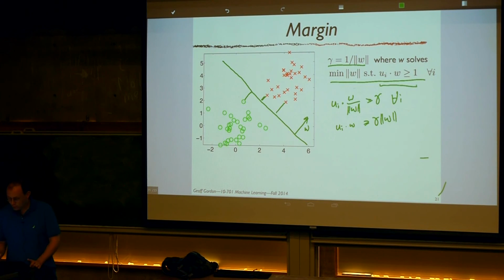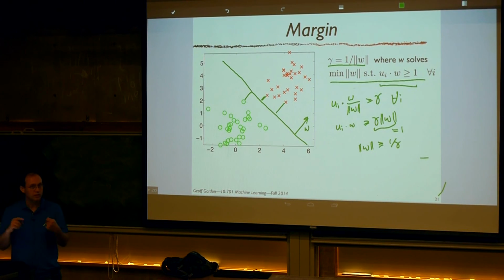And so if we want this to equal 1, then the norm of w has to be at least as large as 1 over gamma, right? So that's a proof that 1 over the norm of our weight vector is a representation of the margin. All right?